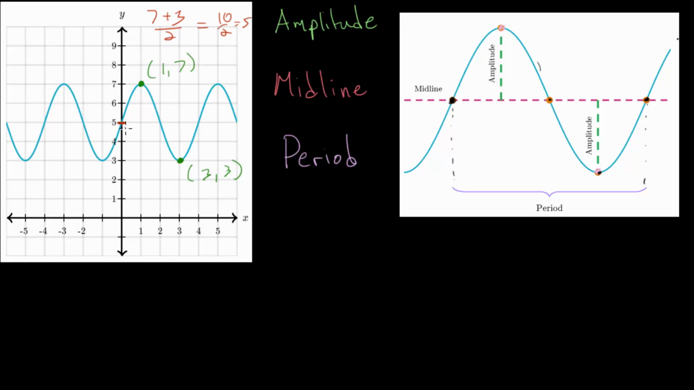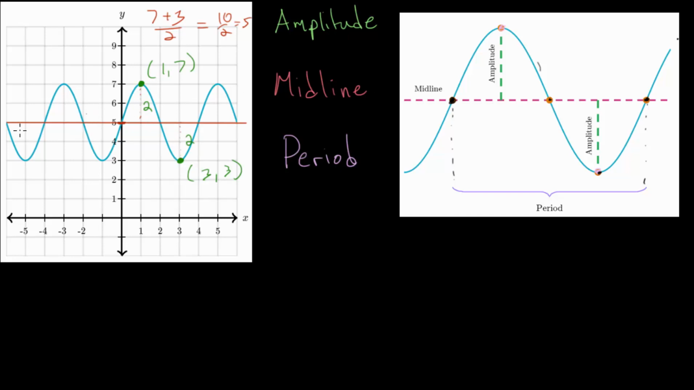Notice that this y value 5, let me draw in the actual midline here, would be a distance of 2 to the maximum value of 7 and a distance of 2 to this minimum value of 3. And once you find the midline, you can find the amplitude. The amplitude is just the distance from that midline to either the maximum or the minimum, and in both cases we know it's 2 units, either up to the maximum or down to the minimum.